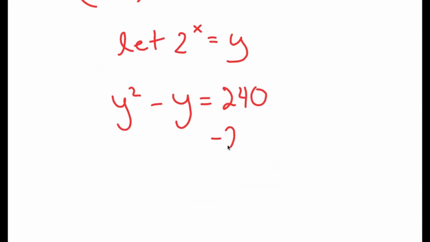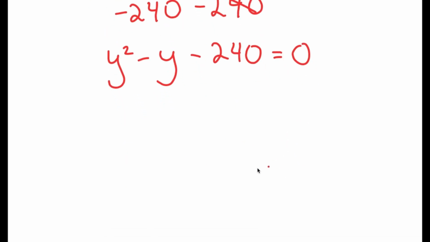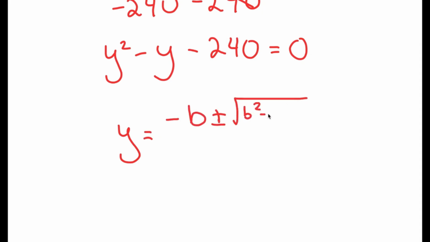And now I can subtract 240 on both sides. So these two cancel out and I get y squared minus y minus 240 is equal to 0. So what I have here is a quadratic equation. And to find the solutions of this quadratic equation, I can use the quadratic formula. So if you guys already know, the quadratic formula is negative b plus or minus the square root of b squared minus 4ac all over 2a.